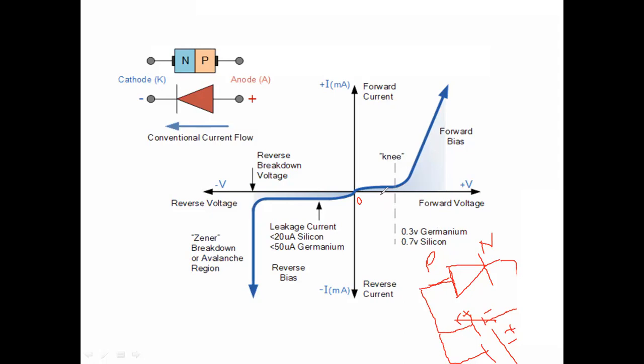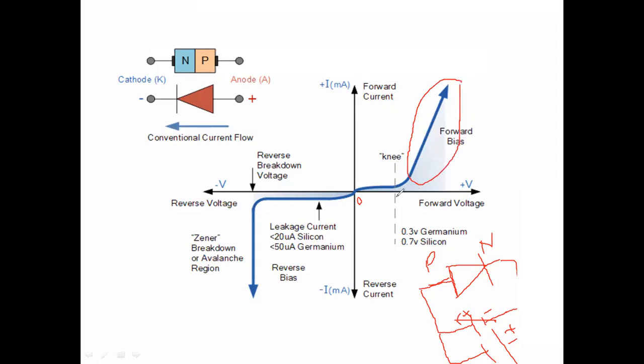After reaching 0.3 volts, the barrier potential across the p-n junction decreases, and due to that the current suddenly rises. The current increases as the voltage increases. As the voltage increases, the current also rises. So this is the forward bias characteristics.